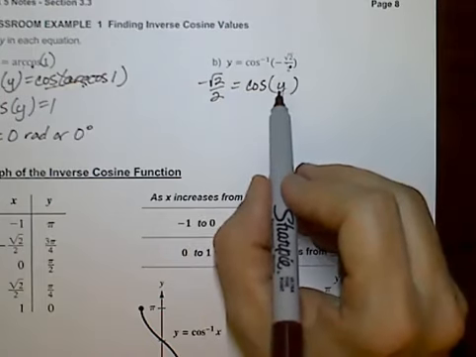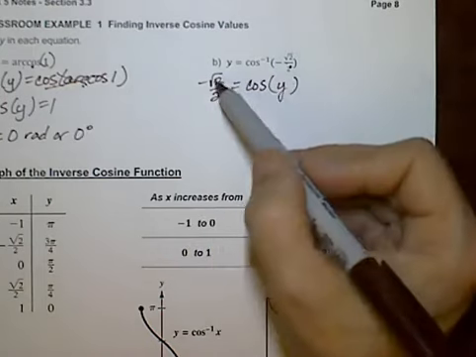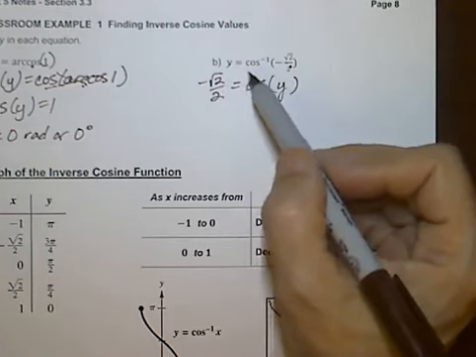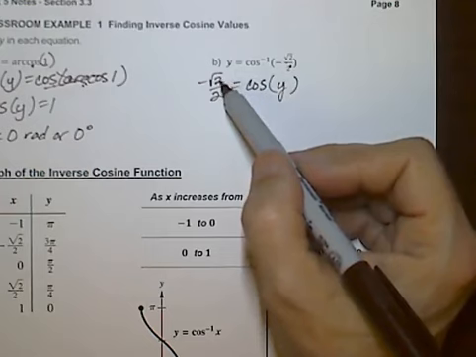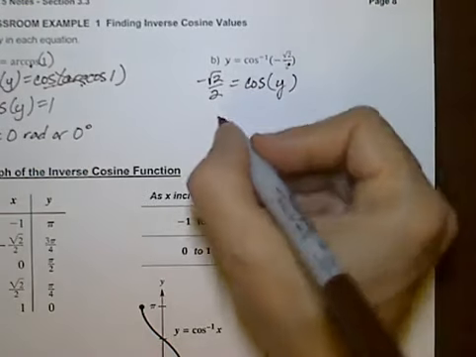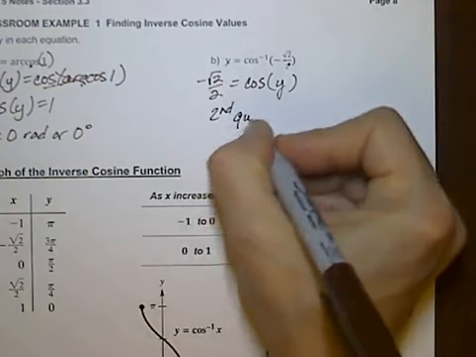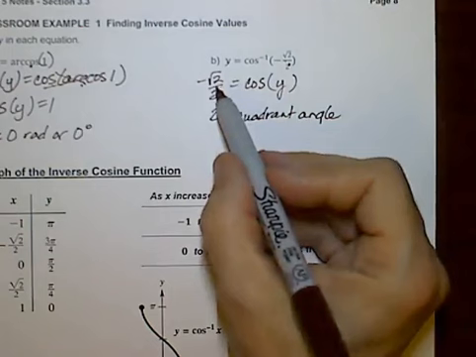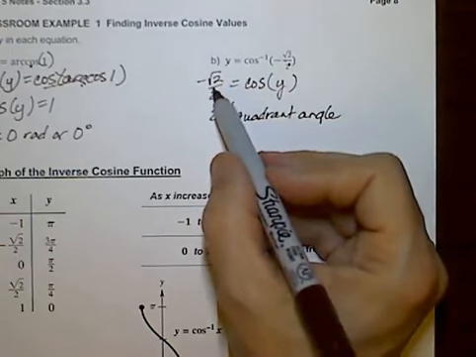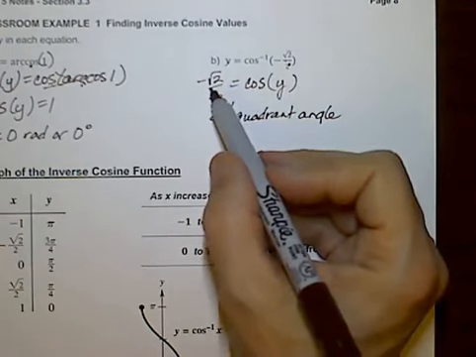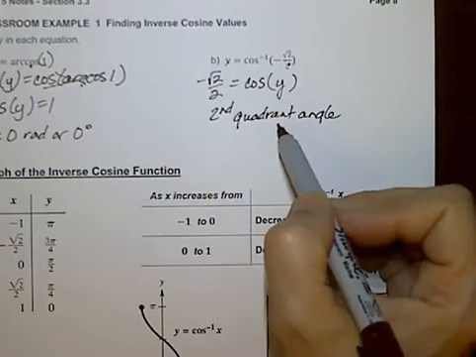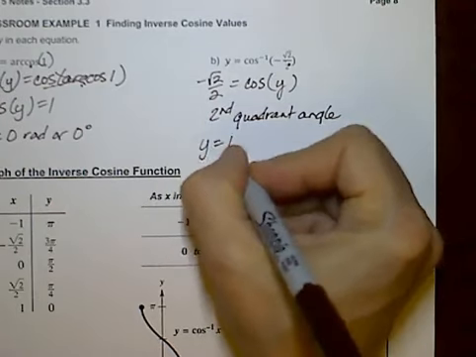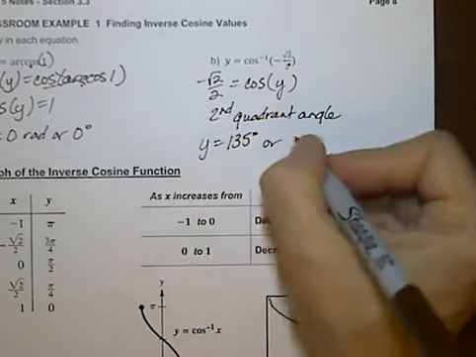And we want to remember the range for inverse cosine. Where cosine is negative is either the second or the third quadrant. The range for inverse cosine is either the first quadrant or the second quadrant. So we want the second quadrant angle that has this value. This is one of the values for our special angles. It's the one for 45 degrees or pi/4. That would be the reference angle. In the second quadrant, that would be either 135 degrees or 3 pi/4.